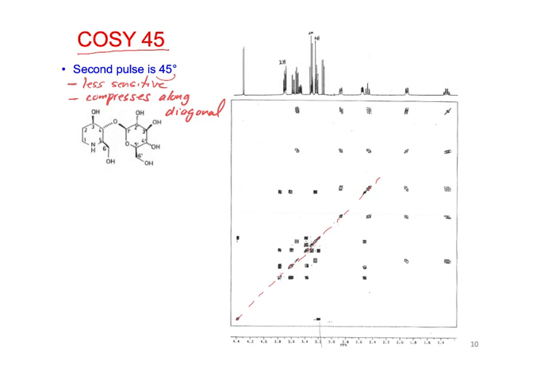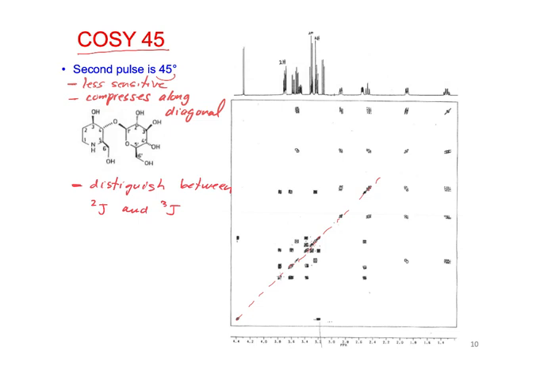And the other thing, and I'm not quite sure why this is, but this COSY 45 allows us to distinguish between J2 and J3 couplings. So geminal versus vicinal couplings. Okay, which could be helpful, right?